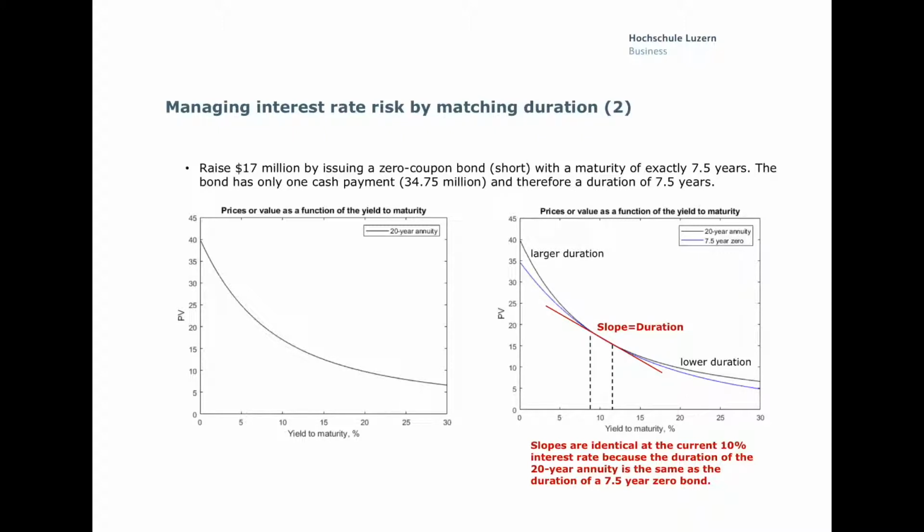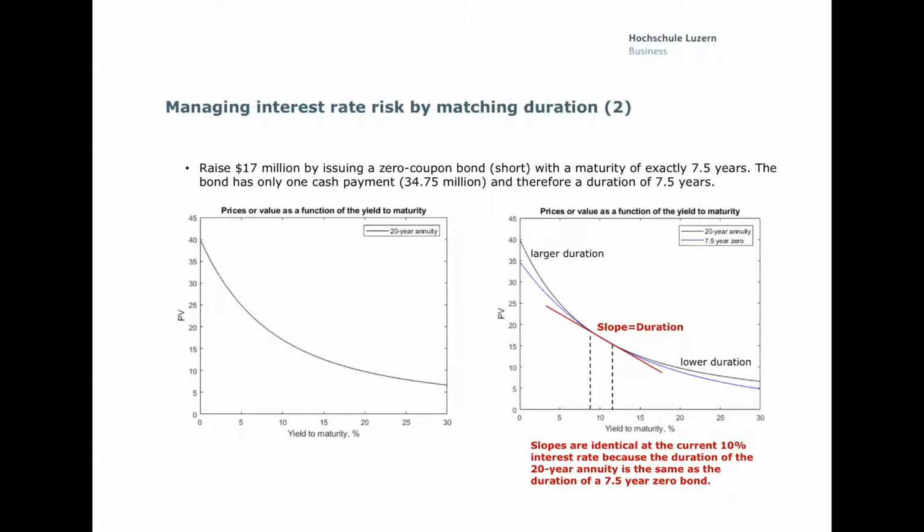As before, the present value curve is downward sloping and convex and comes down steeply at low interest rates but flattens out at higher interest rates. When we compare now the slopes of the two present value curves, we observe that the slopes are identical at the current 10% interest rate because the duration is identical at this particular rate.